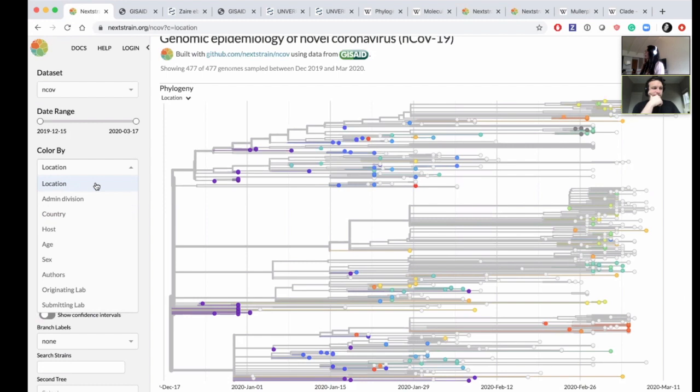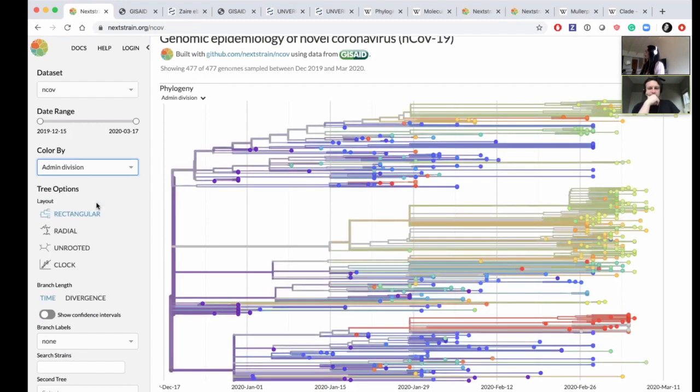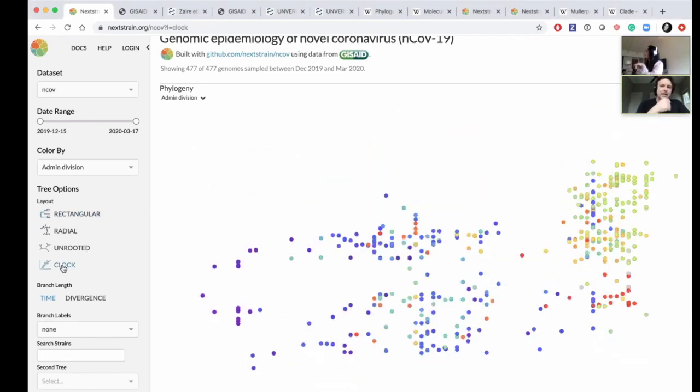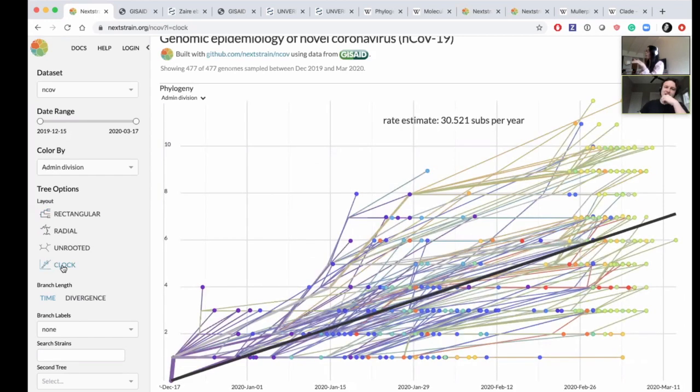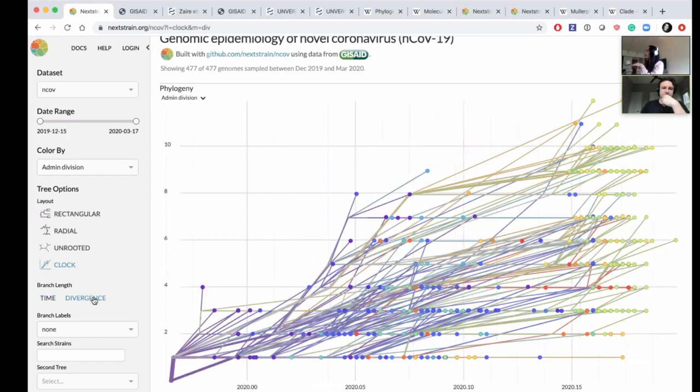Now that we're on this tree, I also noticed the different tree layouts. And so I wanted to ask you if you use any of them, because I think we've been on the rectangular and the clock. And for the clock, I've noticed that when you do clock, you almost seem to exclusively also use branch length divergence.